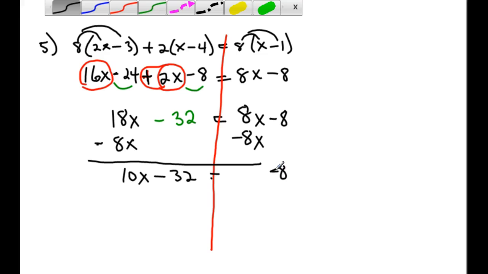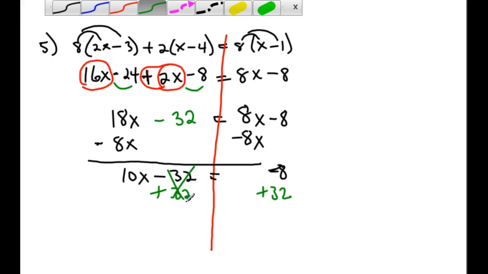This is equal to negative 8. So you got constants over here, your constants there, and you got x's. We want all the constants on the other side of the x's. So some people might add 8. You don't want to do that because that eliminates everything on this side. You want something on both sides. X's on one side, constants on the other. So I'm going to go ahead and add 32.